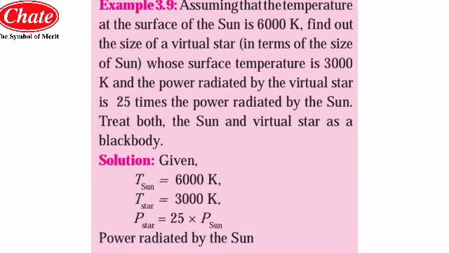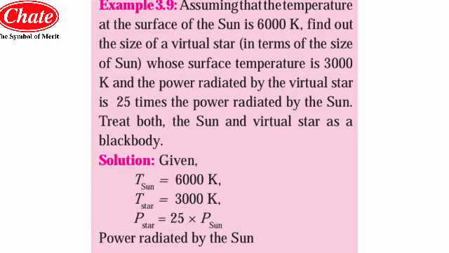Now students, we will see the next problem. In the problem they have given, assuming that the temperature at the surface of the sun is 6000 Kelvin, find out the size of a virtual star whose surface temperature is 3000 Kelvin, and the power radiated by the virtual star is 25 times the power radiated by the sun. Treat both the sun and the virtual star as a black body. This is the condition they have given.